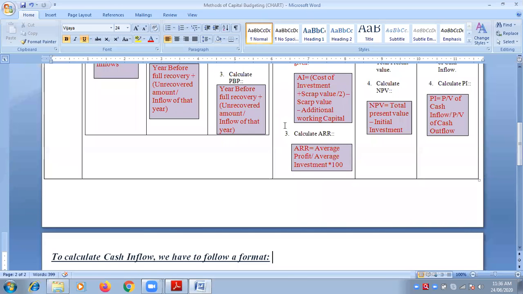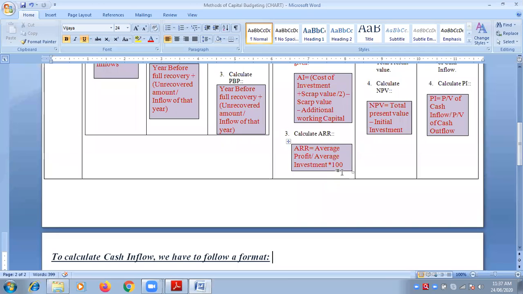What is the first step? Average profit. Keep it in the numerator. And what is average investment? That is second step. The amount which we calculated in second step was average investment. Now divide them, and to convert it into percentage, we have to do it into 100. Why are we doing into 100 here? Because we need to convert it into percentage form. So calculation of ARR, the formula is average profit upon average investment into 100. Step number 1 divided by step number 2 into 100.